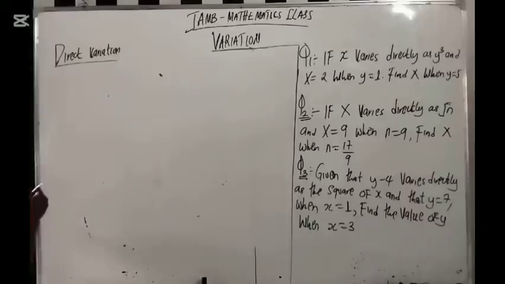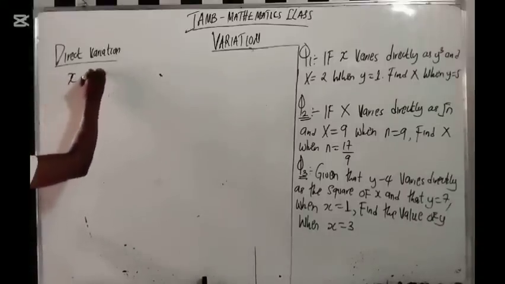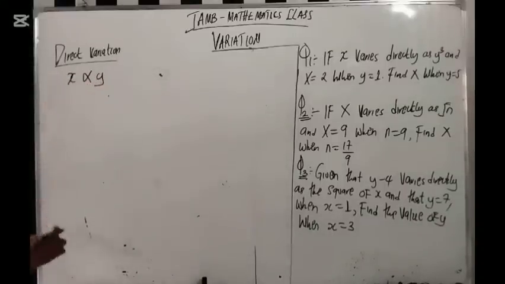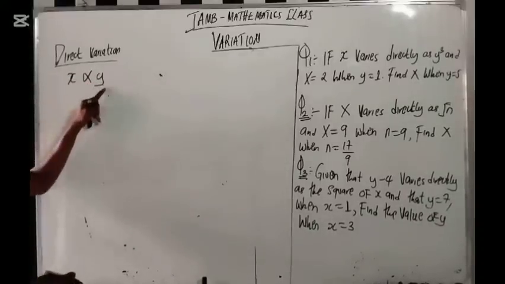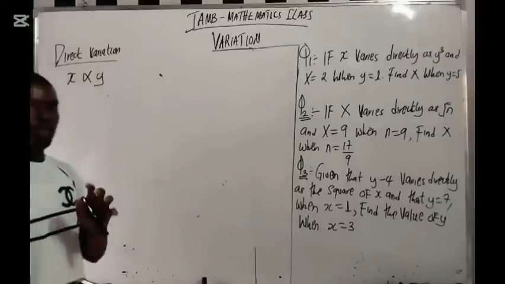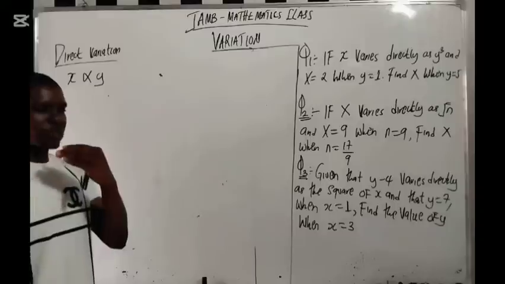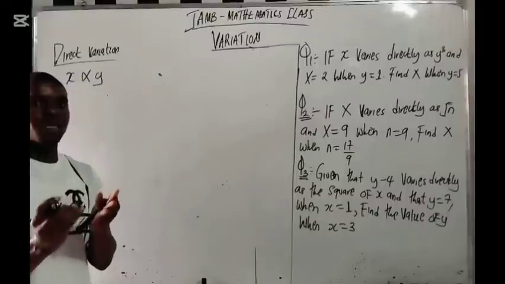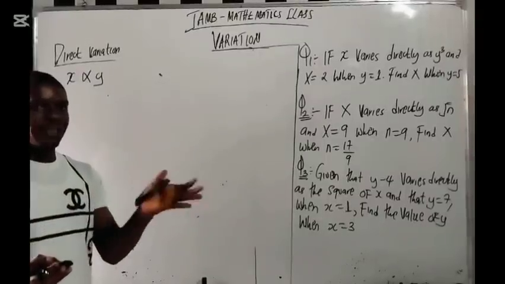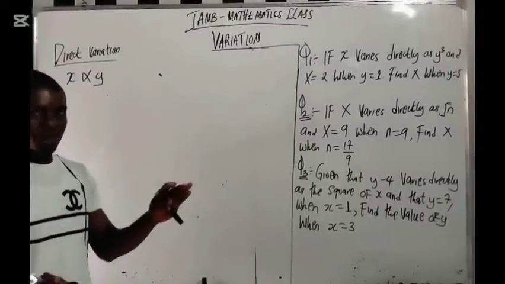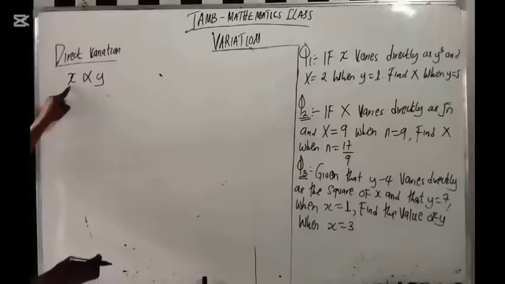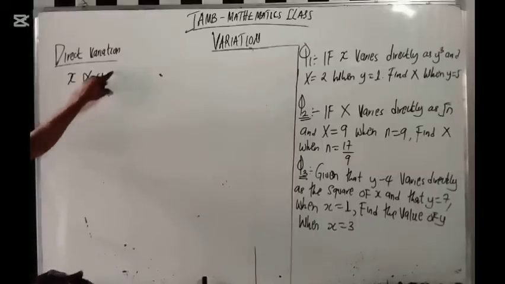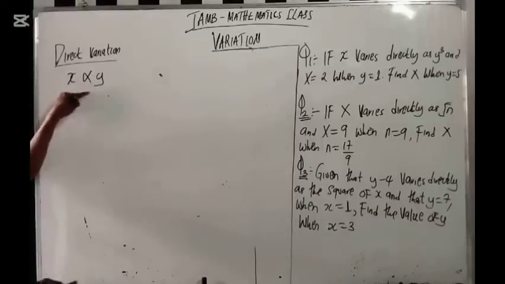For example, here we can say x is directly proportional to y. Now, what does it mean here? In mathematics, you will not actually understand this point until you get to chemistry or physics calculations, like Boyle's law and all the gas laws. So x is directly proportional to y. This is what it means.